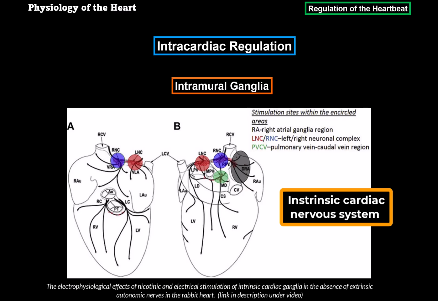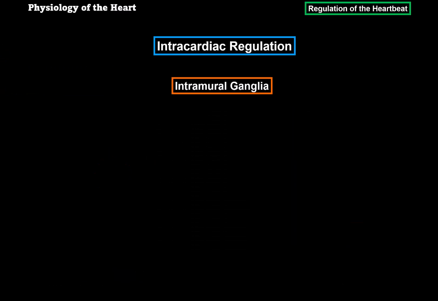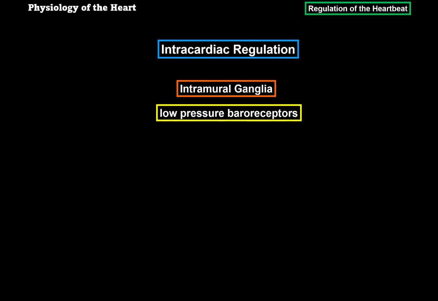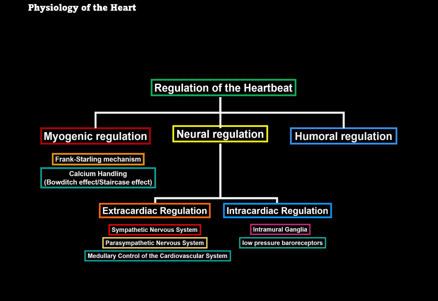What they do is receive signals from the sympathetic and parasympathetic nervous systems, and they integrate and modulate the response to ensure coordinated cardiac functioning. Often, if something happens to these ganglia, it can contribute to developing arrhythmias. In addition to that, we also have low pressure baroreceptors here, sensing stretch within the walls of the heart, initiating the same response as the baroreceptor response. So I'm just going to keep it at that for the intracardiac regulation. So that was the neural regulation.